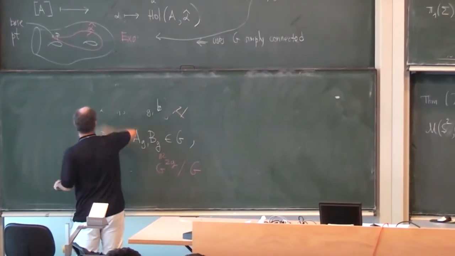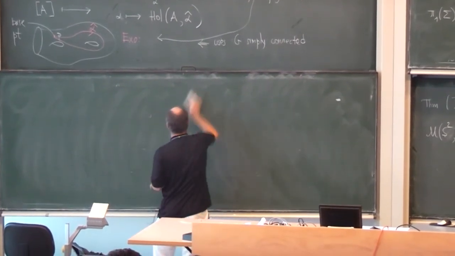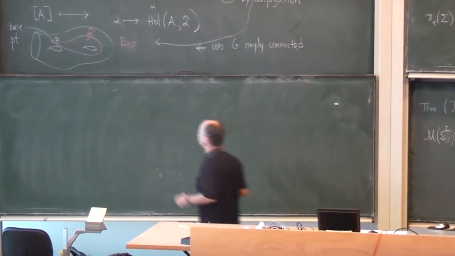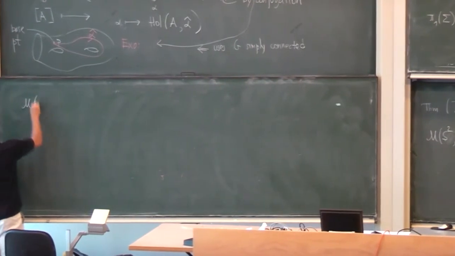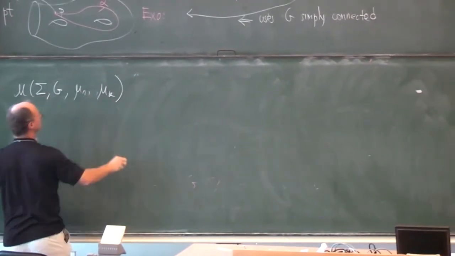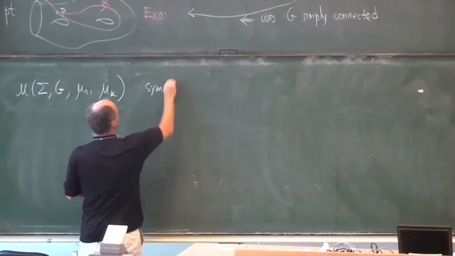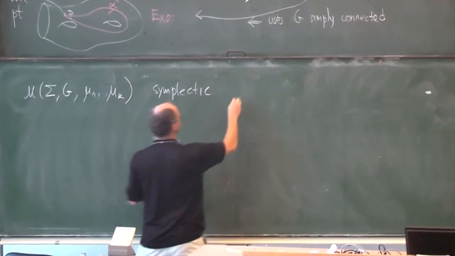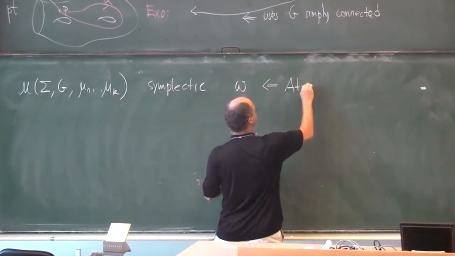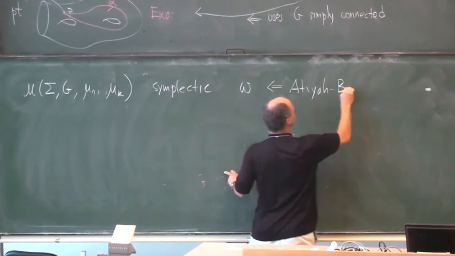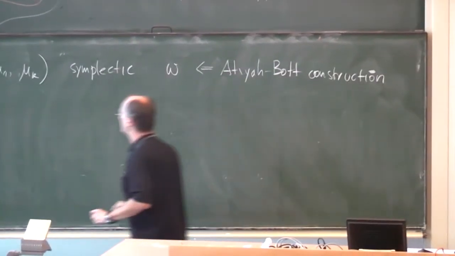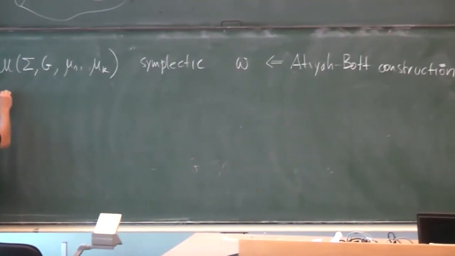So we constructed a bunch of highly non-trivial symplectic spaces. In general, they are not smooth, but at the moment we are kind of ignoring this fact. So we have spaces M sigma G, eventually with some mu's around, and we claim that they are symplectic. So there is a canonical 2-form coming from the Atiyah-Bott construction.